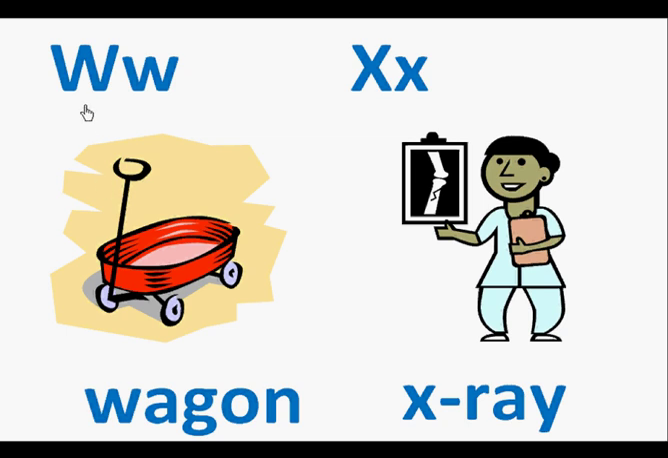Here's the capital letter W, the small letter w, a picture of a wagon, the word wagon. The letter W makes the sound W. So we'll read this page. W, wagon, W. Here's the capital letter X, the small letter x, a picture of an X-ray.